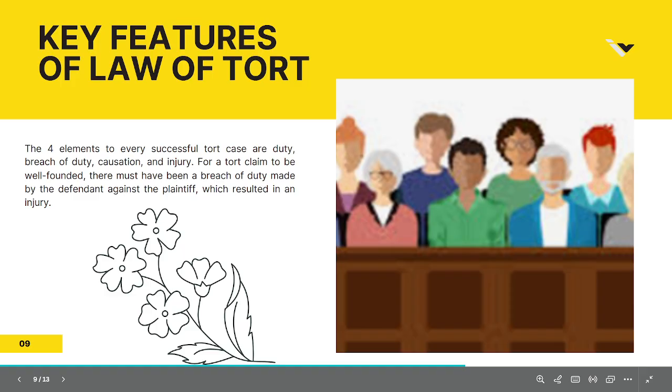For example, a customer slips on a wet floor in the shop. The business may be liable. A false statement about a competitor may result in a defamation or economic loss claim. The law of tort encourages businesses to act responsibly and avoid harm.